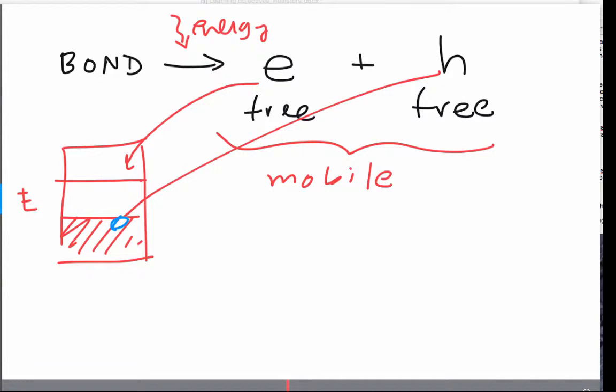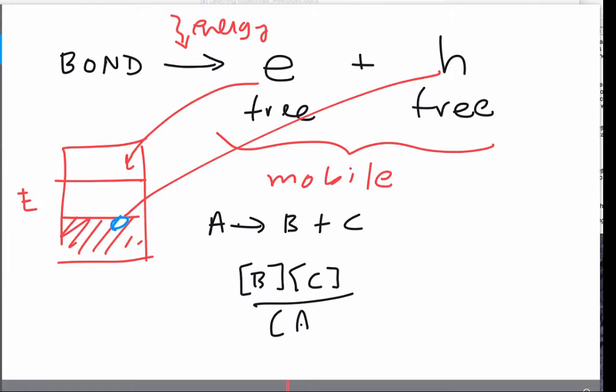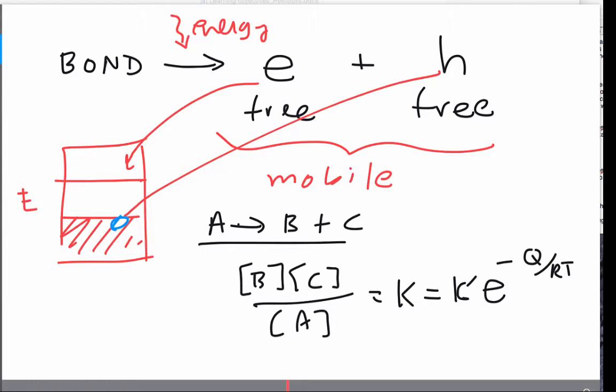Okay, so an equation we might write, you could see that this is a lot like, let's say, water dissociating to H plus and OH minus. In chemistry, we write equations like this. If there's an equation that said A produces B plus C, that will give us an equation that looks like this. The concentration of B times the concentration of C over the concentration of A equals an equilibrium constant that follows an Arrhenius type relationship, some constant K prime e to the minus Q over RT. Since it's a chemical reaction, it's thermally activated and related to temperature through this relationship here.